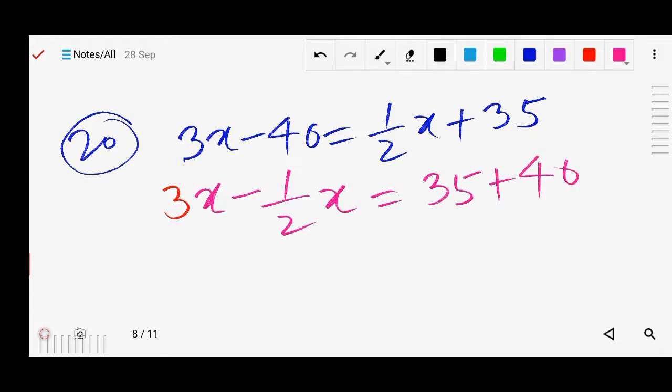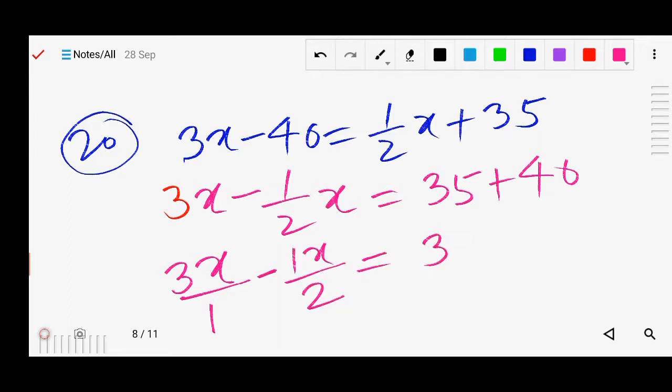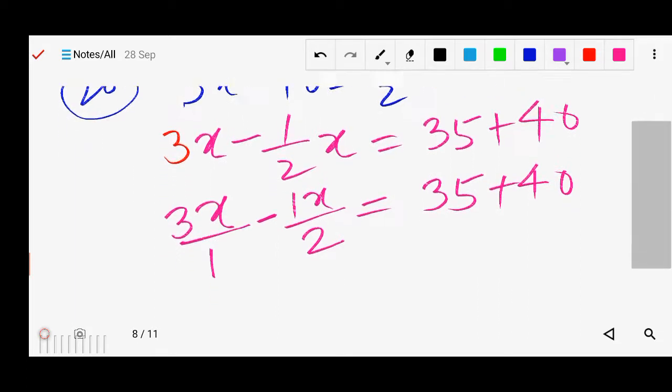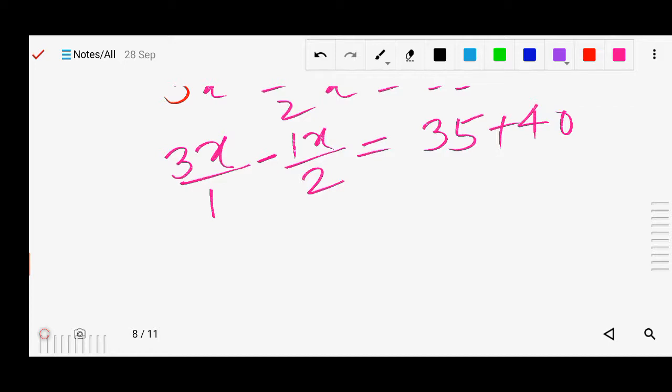Okay, 40 is there. Now this 3x, you can write as 3x by 1 minus 1x by 2 equals 35 plus 40. Got it? Now the next step, you can take the LCM. So the LCM will be 2, of 1 and 2, and 2 will multiply to 3.